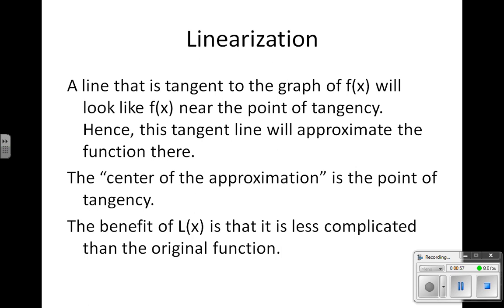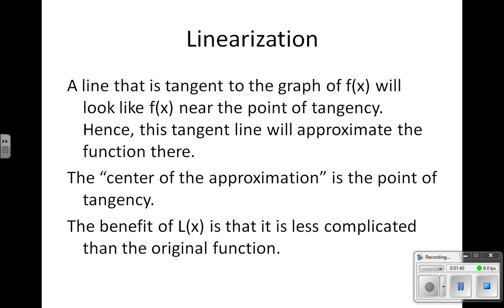If we stop there for a second and think about it, if you type some function into your graphing calculator and hit graph, and then take a particular point of tangency, or the center of approximation, and zoom in on that point, and zoom in again, and zoom in again, eventually your curve is going to start flattening out as you zoom in closer and closer. It just looks more and more linear. So the idea is that a line that's tangent to your curve is a pretty good approximation for the function itself at that point.